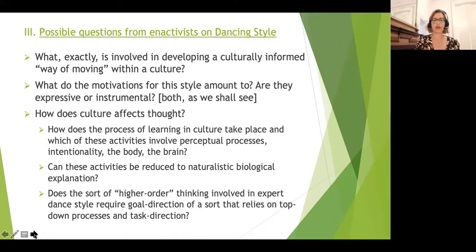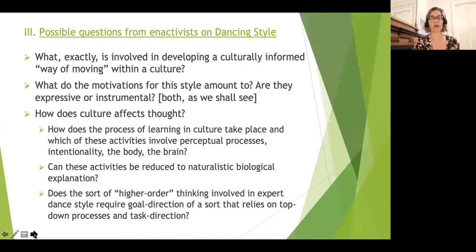Enactivist accounts, for example, differ on how culture affects thought, how the process of learning in culture takes place, and which of these activities involve perceptual processes, intentionality, the body, the brain, whether or not these activities can be reduced to naturalistic biological explanation, and whether the sort of higher order cognition involved in expert dance style requires a goal direction of the sort that relies on top-down processes and task direction. Whew. There are other issues, of course, but these are general. They start to give the reader the lay of the land and will be explored more fully in the next section.